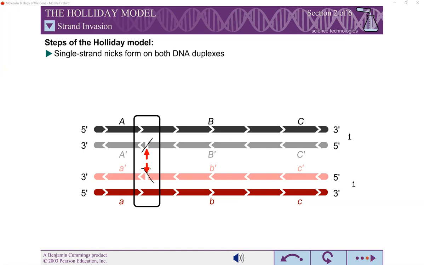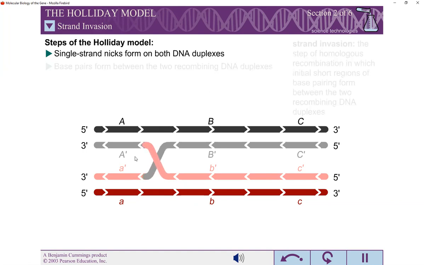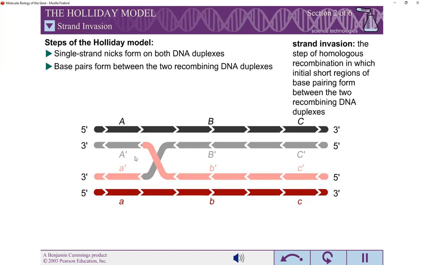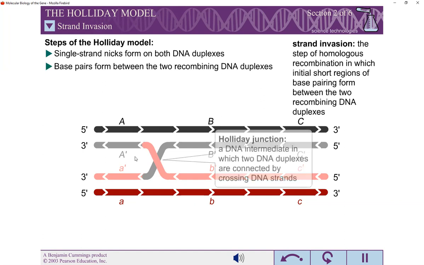Now the exchange of genetic material is going to take place. Now how is branch migration going to take place, that we have to see. Please look forward. DNA strands near the nick sites peel away from their complementary strands and base pair with the homologous duplex. This step is called strand invasion. The DNA intermediate in which two DNA duplexes are connected by crossing DNA strands is called a Holliday junction.